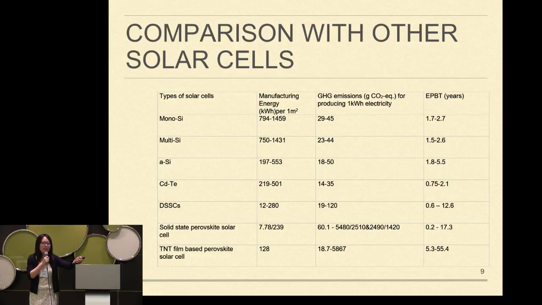The reason behind it is that for the perovskite solar cell lifespan, we assume it can be 1 year, 5 years, 10 years, and 30 years. Right now, our lifespan is pretty short, but we think it may have the chance to increase in the following years.